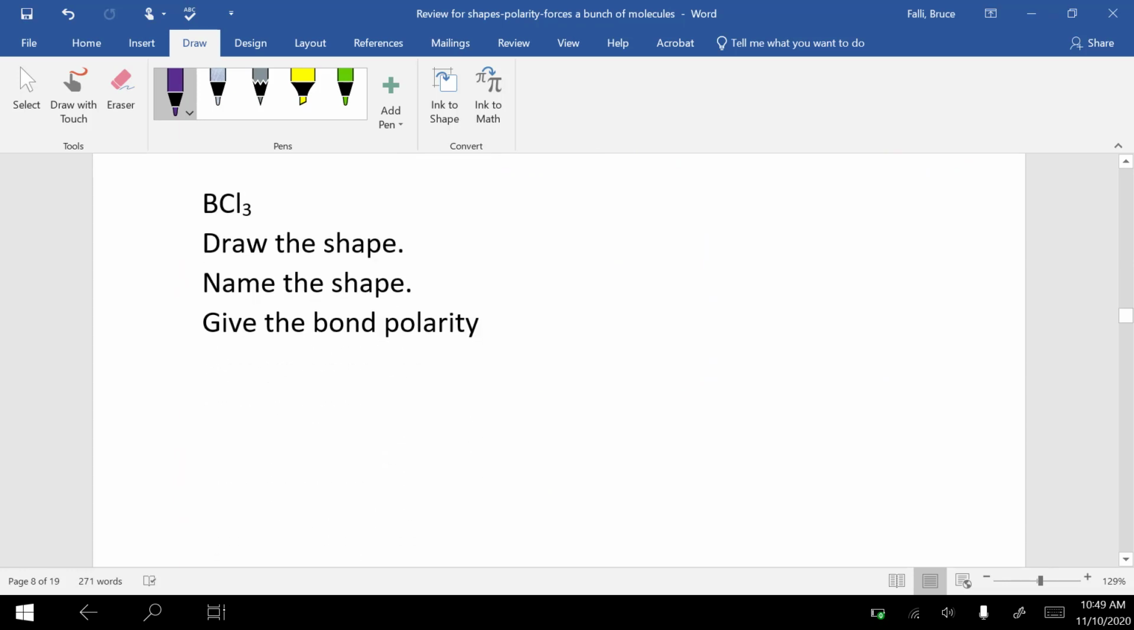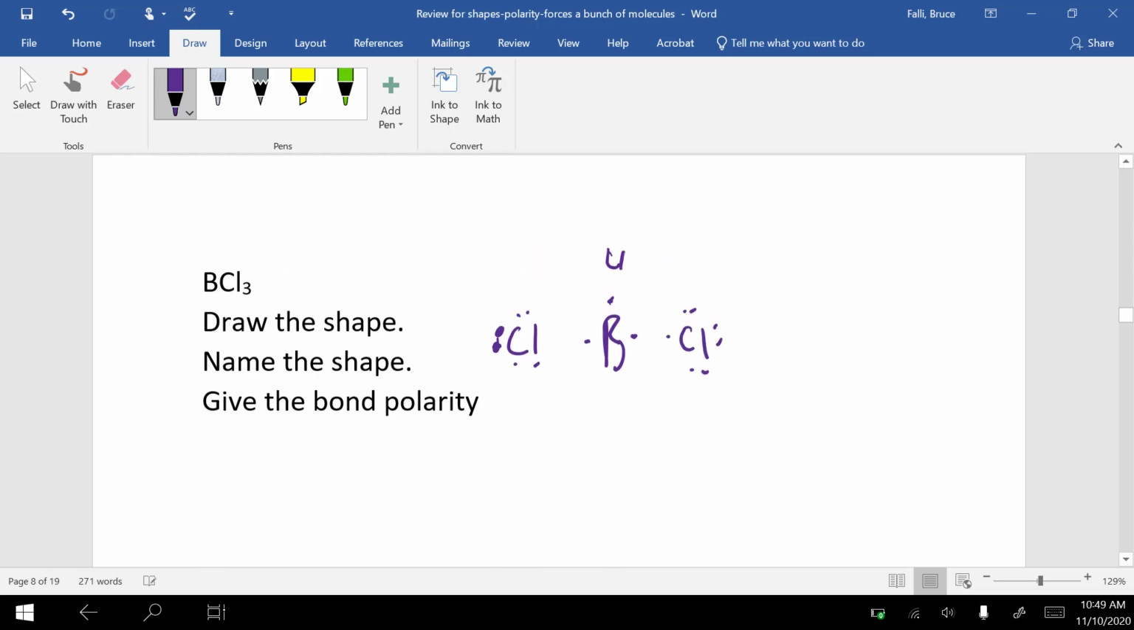BCl3. Boron. If you remember, boron and aluminum are special cats. They only need 6 electrons to be full. Connect the dots. So boron only needs 3 bonds for happiness. And remember, boron and aluminum are the only ones that are like that. Okay? So I drew it.